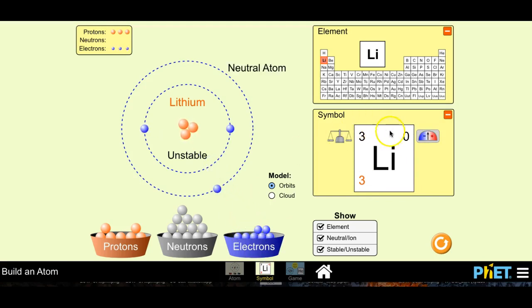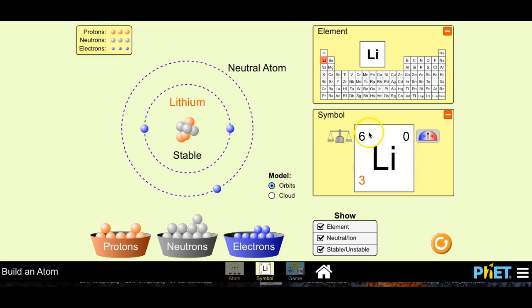And look what happens to my numbers. That tells me I've got no charge, I have 3 protons, and a mass of 3. Now, unfortunately, this little guy here is unstable. In order to stabilize him, I have to use the neutrons, at least one babysitter per proton, and you get a stable atom.